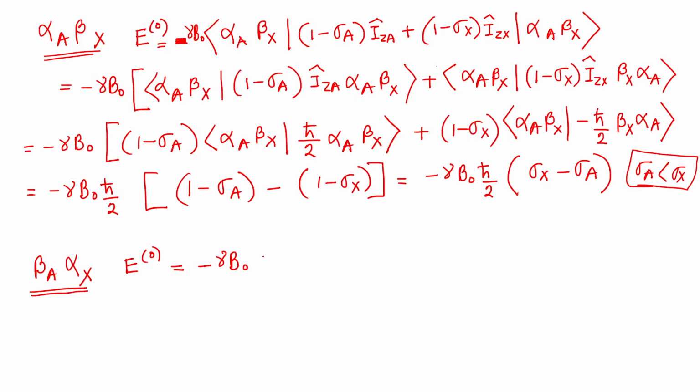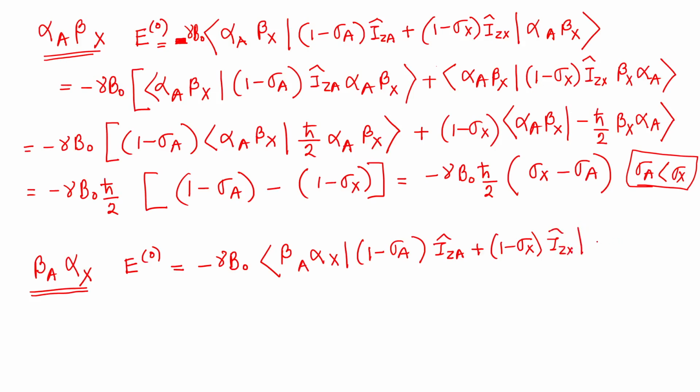It will just flip the sign, so we will do it once. Alpha beta a, alpha x, 1 minus sigma a, Iz a, 1 minus sigma x, I x. Do not forget to give the cap sign because they are operators. So maybe we can jump a few steps. Maybe we can directly write the third part.